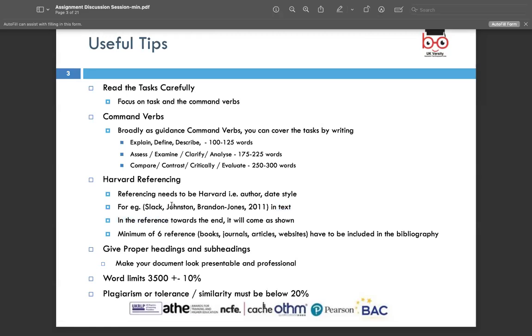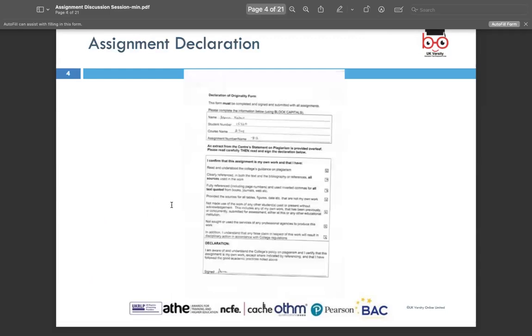Finally, plagiarism. I hope you are aware about plagiarism. Ensure your work is original and the similarity index is below 20% to avoid plagiarism issues. There is an assignment declaration, just like a form to fill. Ensure you sign the assignment declaration to confirm that your work is original and adheres to the academic integrity guidelines. Okay.